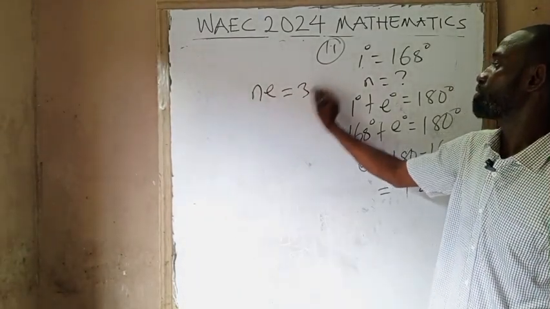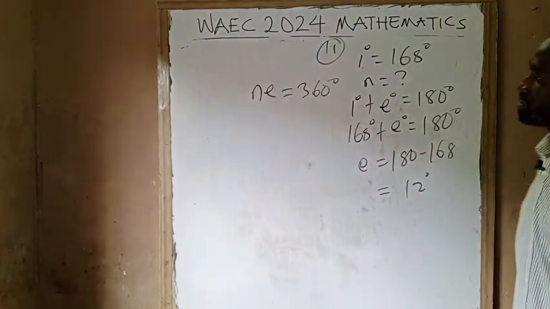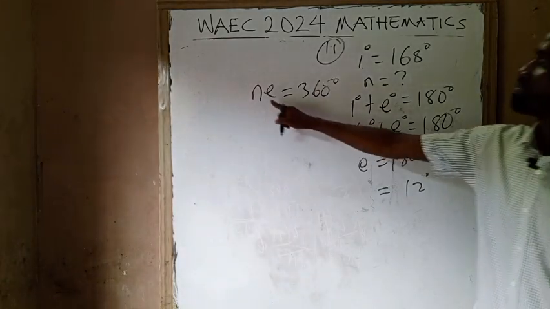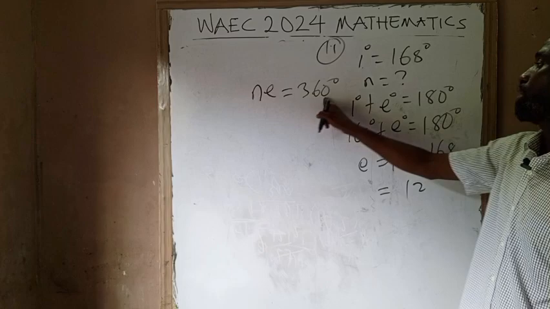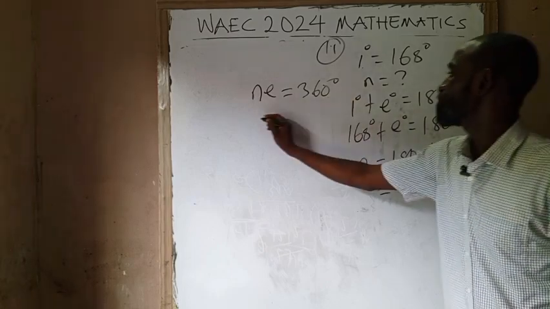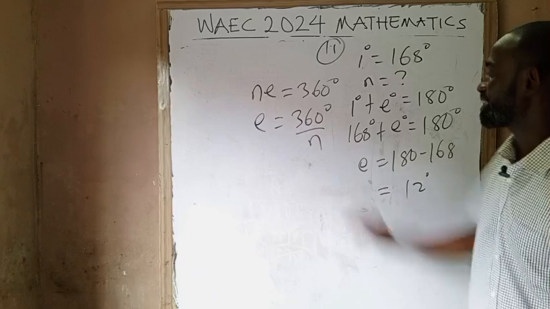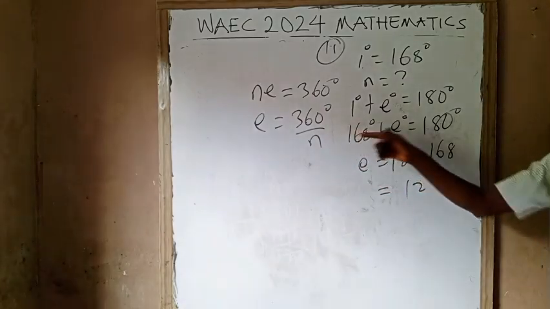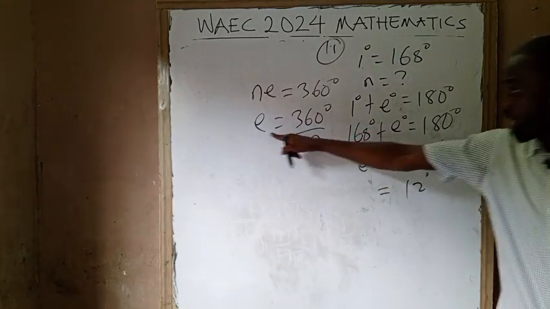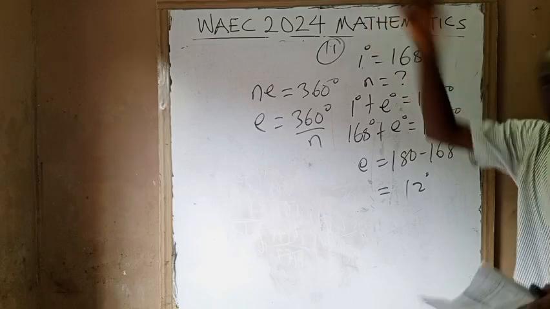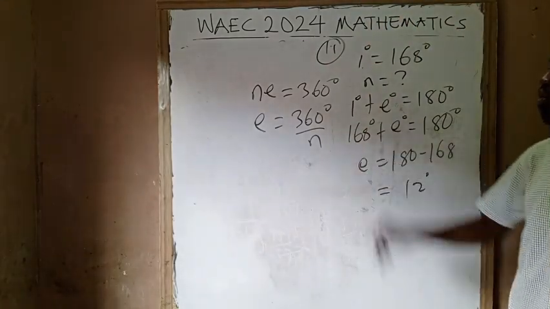Interior angle equals to what now? 360 degrees. Number of sides times E equals 360 degrees. So it means each interior angle is 360 degrees all over the number of sides. Take note of this. Another formula under polygon: each interior angle, because the sum of the exterior angles is 360, over number of sides.